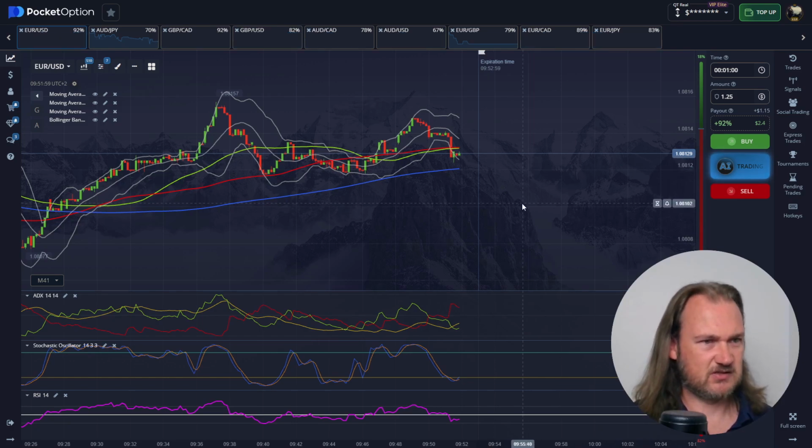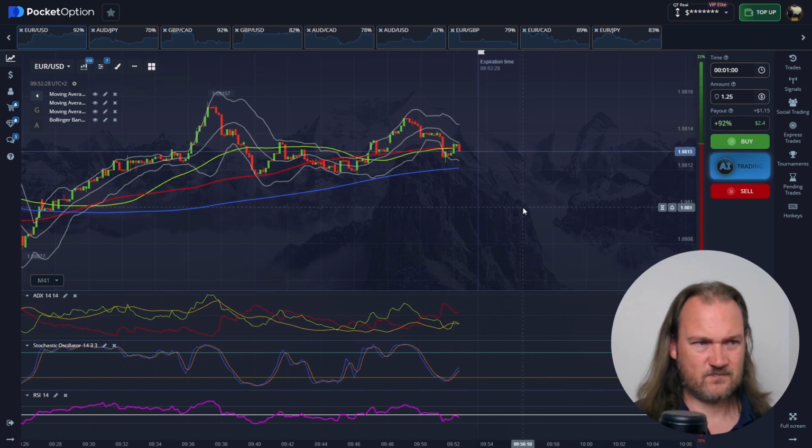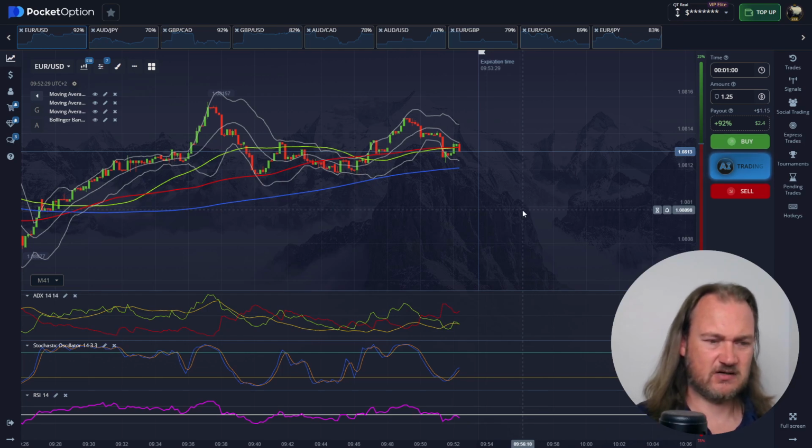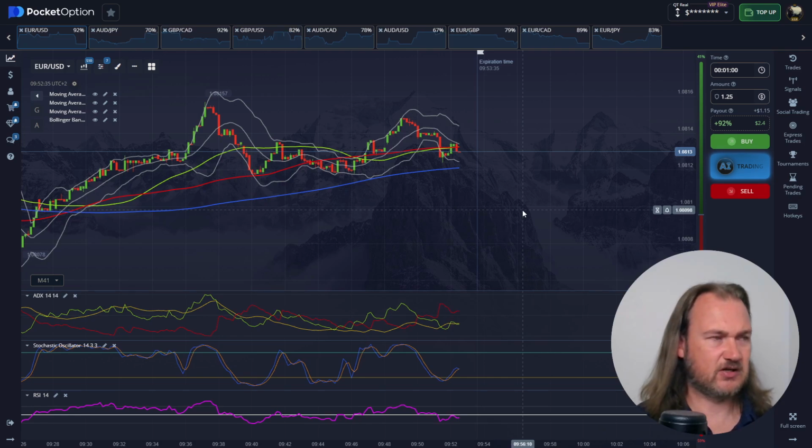What's happening here? Did my internet cut out? Why is my chart standing still? Yeah, man, I need to get a new ISP. I really need to get a new ISP.